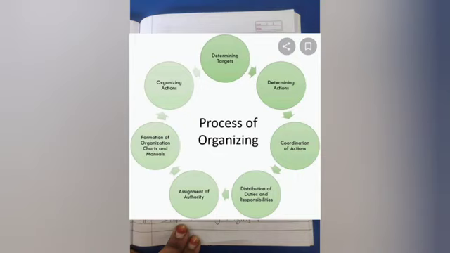So the next question we have is steps in the organizing process. The process of organizing is, first of all, determining targets, determining actions, coordination of actions, distribution of the duties and responsibility, assigning of authority, formation of organization charts and manuals, and organizing the action. So these all are the steps of the process of organizing. That is it from here, and we'll move on to the next question.